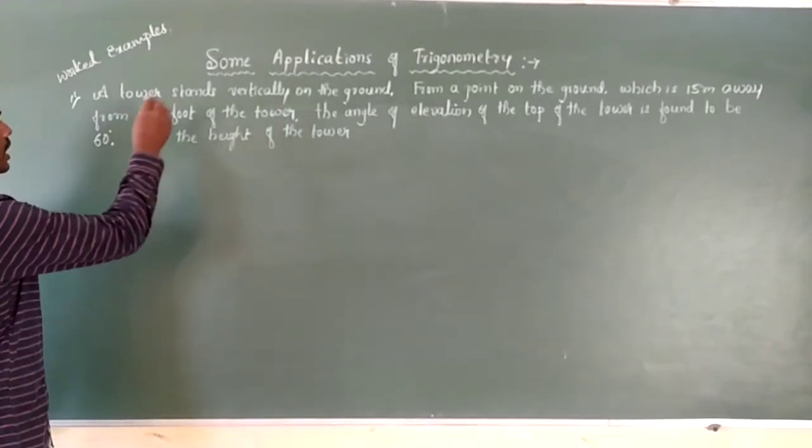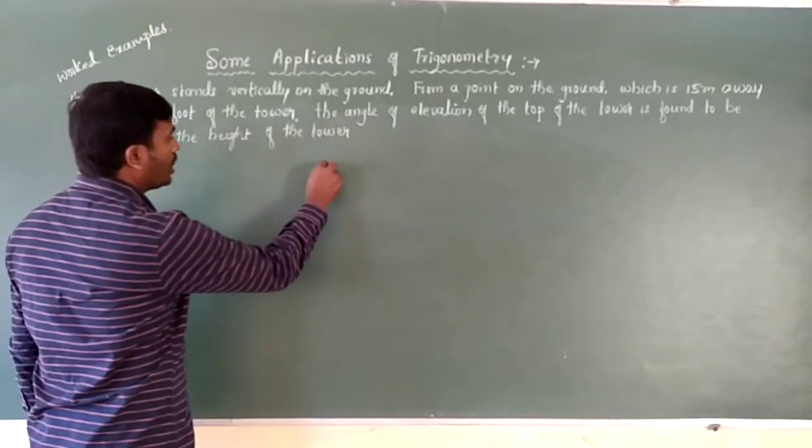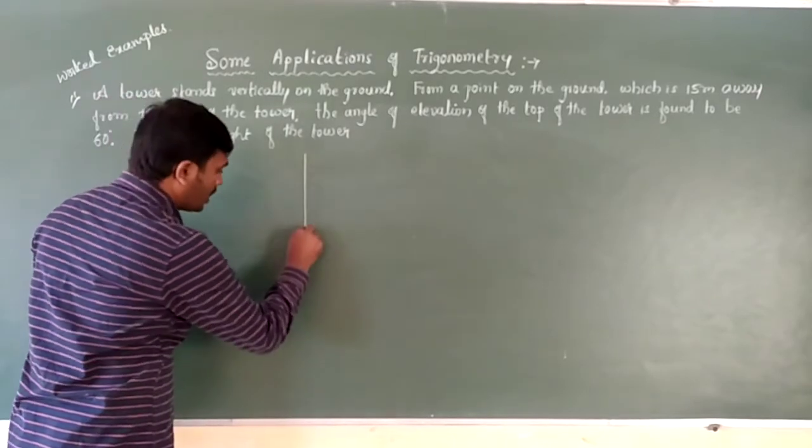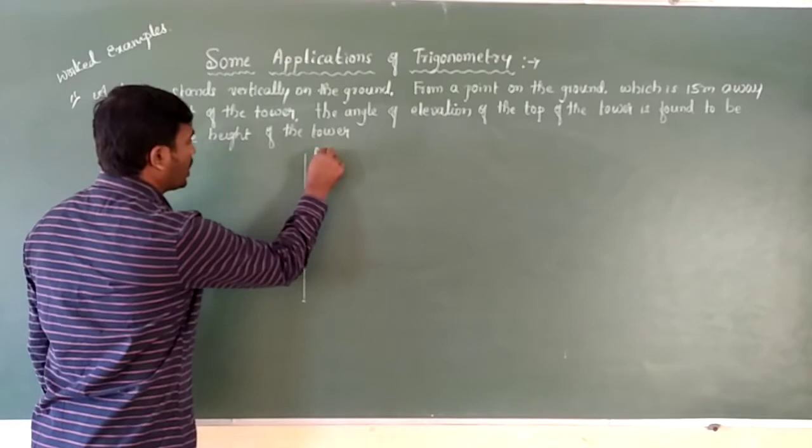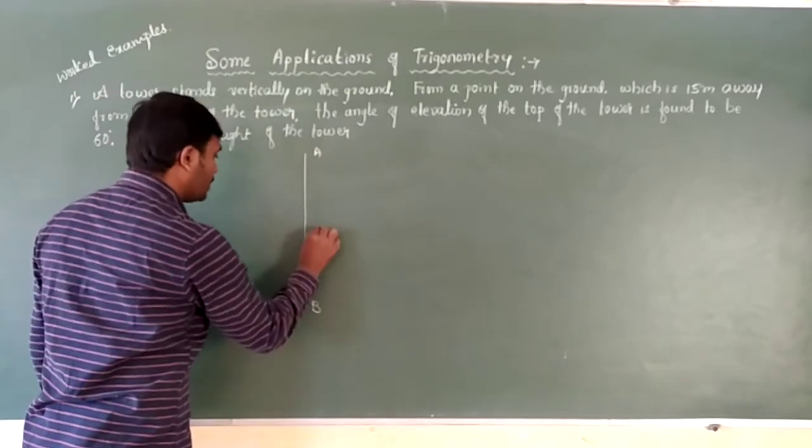As they told, a tower stands vertically on the ground. Let us take this as a tower. AB is a tower.